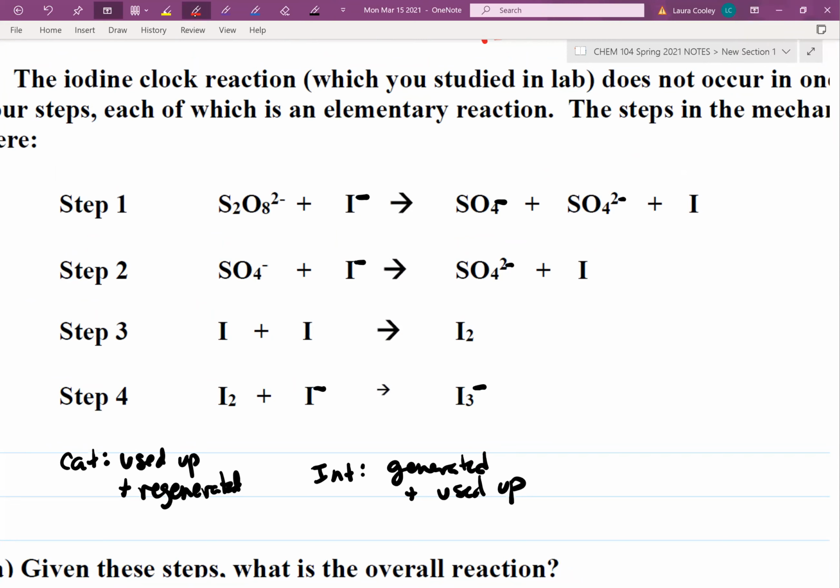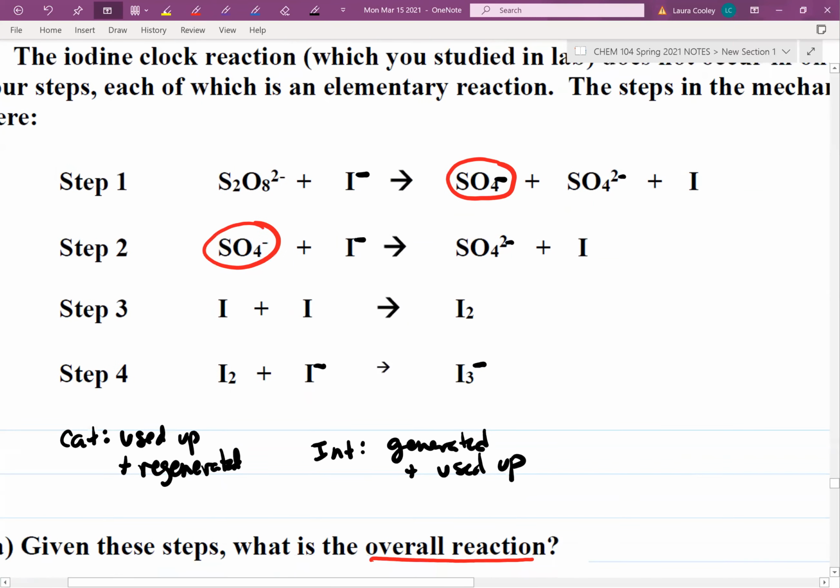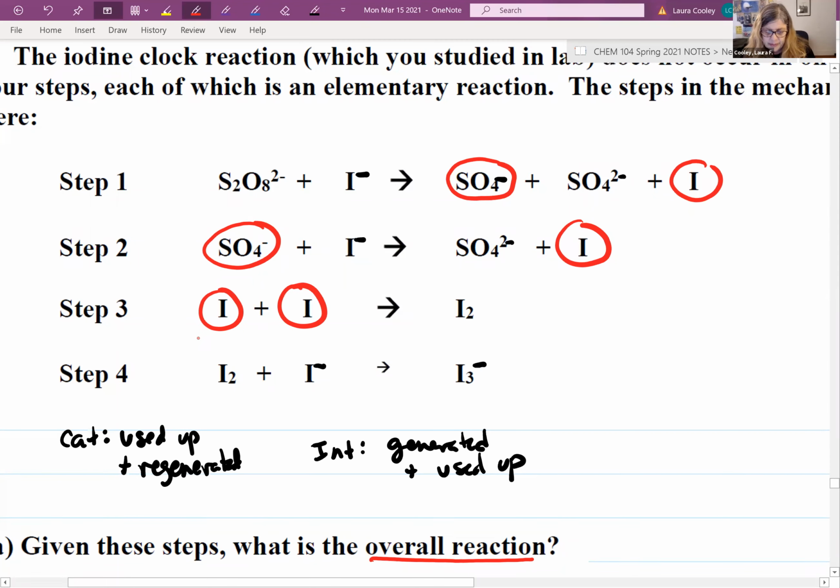SO4 minus. Yes, SO4 with a single minus. So we're supposed to put a circle around the intermediates. What else? Iodine. Iodine, yeah. So it's produced in 2 places and then reacts away. Anything else? Is I2 one? Yeah. Okay, so what about all the things we have left?